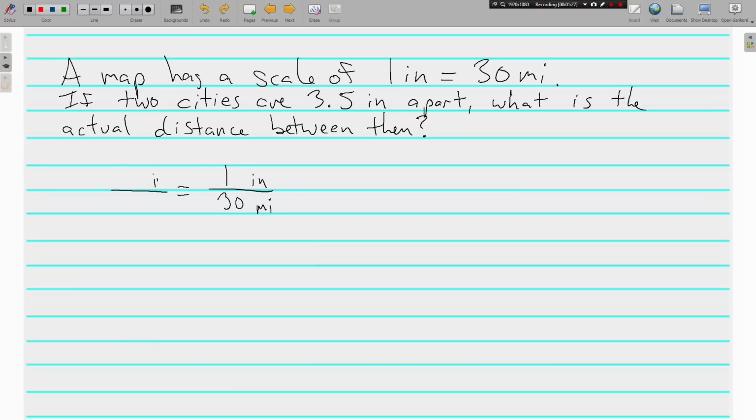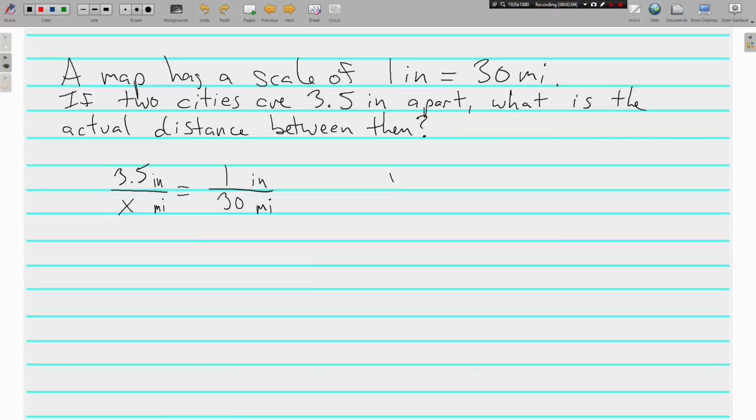And because we know we have to keep our same units, our same labels together horizontally and vertically, you can go ahead and line those up on the other side, and then just match up what you know from the problem. It says if two cities are 3.5 inches apart, well, here's my inches, so that's where that goes, 3.5 inches apart. What is the actual distance between them? We want to know actually how many miles apart are they. So 1 inch for 30 miles, 3.5 inches for how many miles?